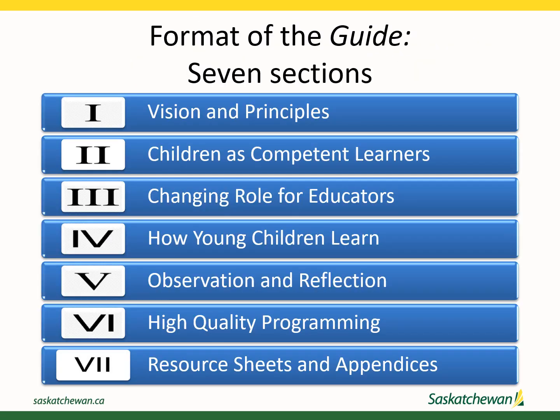The Early Learning Program Guide is divided into 7 sections. Part 1, Vision and Principles. Part 2, Children as Competent Learners. Part 3, Changing Role for Educators. Part 4, How Young Children Learn. Part 5, Observation and Reflection. Part 6, High Quality Programming. And Part 7, Resource Sheets and Appendices.